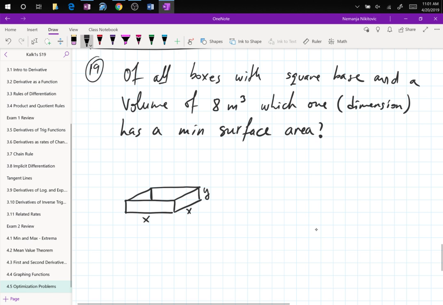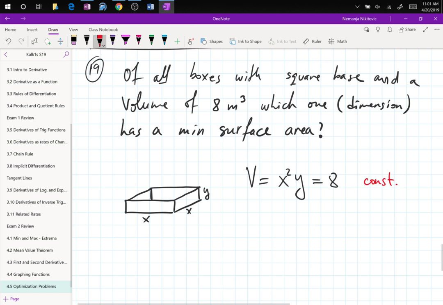So I need volume to be 8. What's the formula for volume? Well, that's base times the height, so x squared y. X times x is the area of the square, which is on the base, and then times y, which is the height. And that needs to be 8. Well, this is our constraint. Very good. Because it has all of the information given.